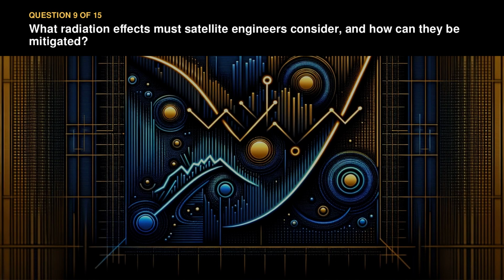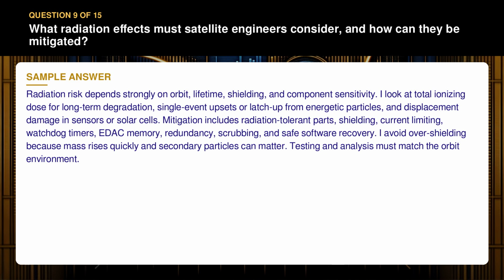Question 9. What radiation effects must satellite engineers consider, and how can they be mitigated? Radiation risk depends strongly on orbit, lifetime, shielding, and component sensitivity. I look at total ionizing dose for long-term degradation, single-event upsets or latch-up from energetic particles, and displacement damage in sensors or solar cells. Mitigation includes radiation-tolerant parts, shielding, current limiting, watchdog timers, EDAC memory, redundancy, scrubbing, and safe software recovery. I avoid overshielding because mass rises quickly and secondary particles can matter.